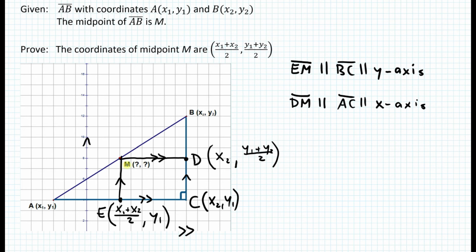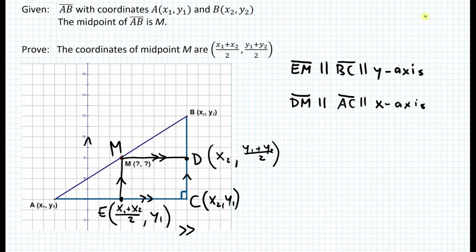If the segment joining the midpoints of a triangle is drawn, then that segment must be parallel to the third side, okay? Now, why is it important to know that these segments are parallel? Well, because if they're parallel, then we know what the x and y coordinates are for the midpoint, okay? If you look at the x coordinate of M over here, that is going to be the same as the x coordinate of point E, correct?